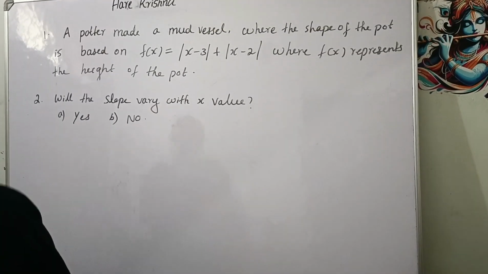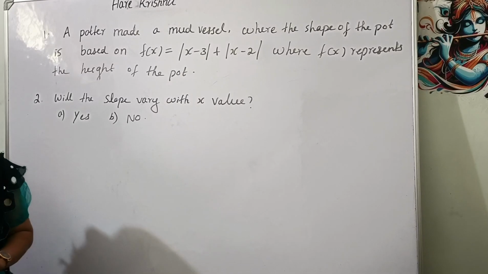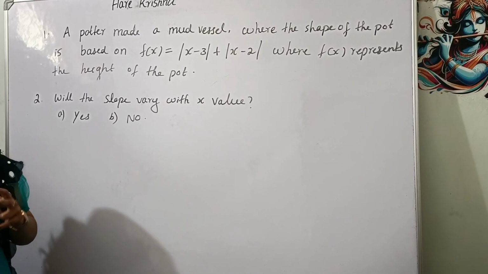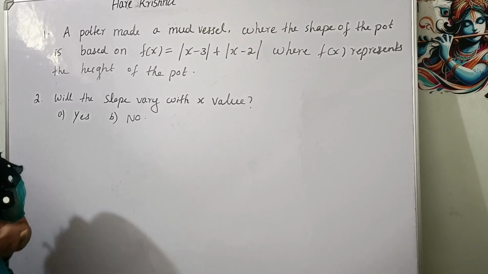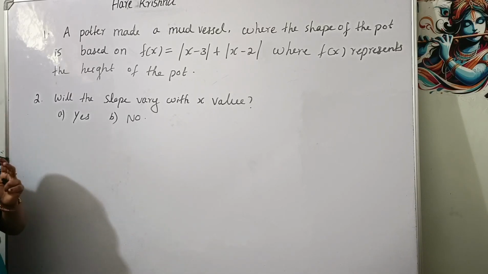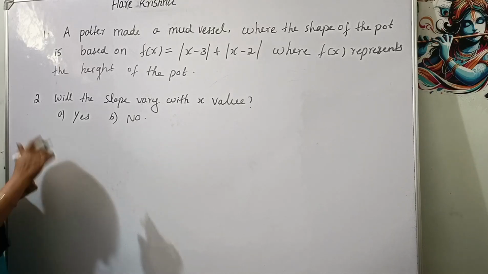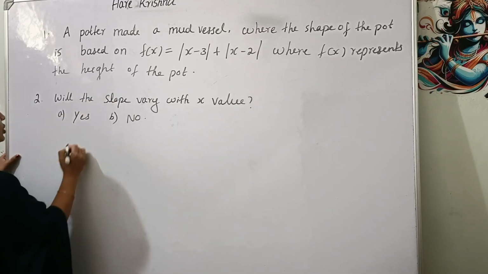Next question, will the slope vary with x value? So here, what is the slope of the pot? Means slope of the curve. We know that slope of the curve is nothing but the derivative, right? Rate of change. So here, to find the slope, we have to find the derivative of the given function.